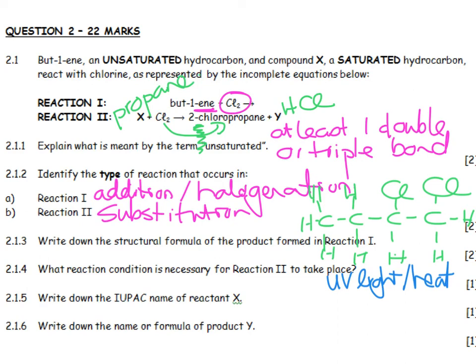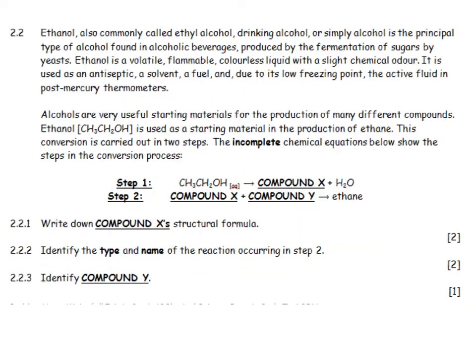So write down the product formula or name. It's HCl, hydrogen chloride. Hydrogen chloride is only hydrochloric acid when it's dissolved in water, so be a little bit careful about saying hydrochloric acid. It's actually hydrogen chloride. So this was propane, and that was hydrogen chloride.